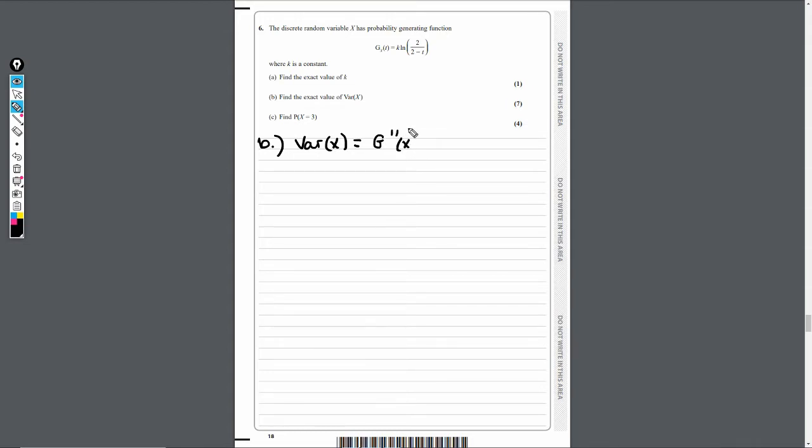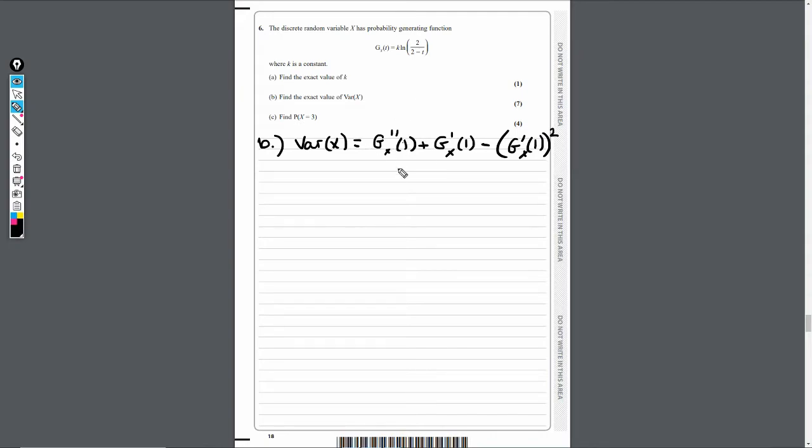Oh, sorry, let me just ignore that. So this will be when you sub in 1, right? So we always sub in 1 for the variance of x: g prime prime of 1, plus the first derivative at 1 as well. So g prime of 1, and then we minus off a squared. So it's minus g prime of 1 all squared. Okay, that's the formula we need.